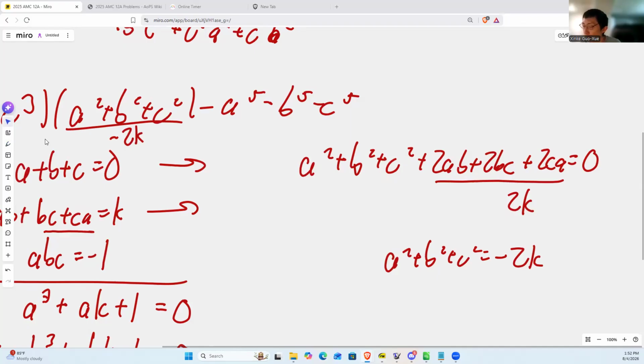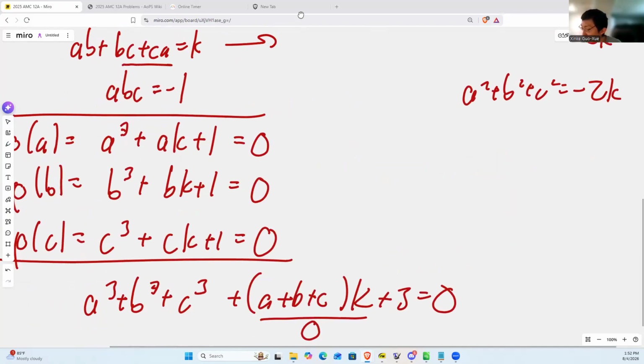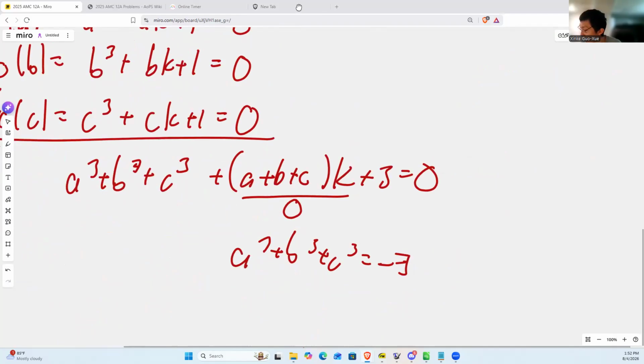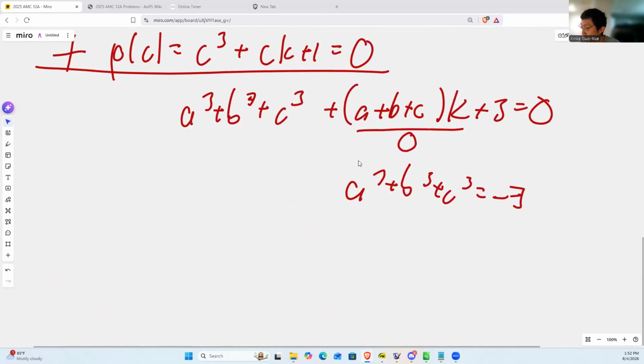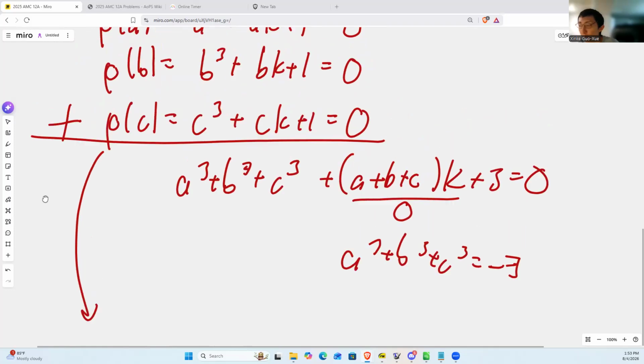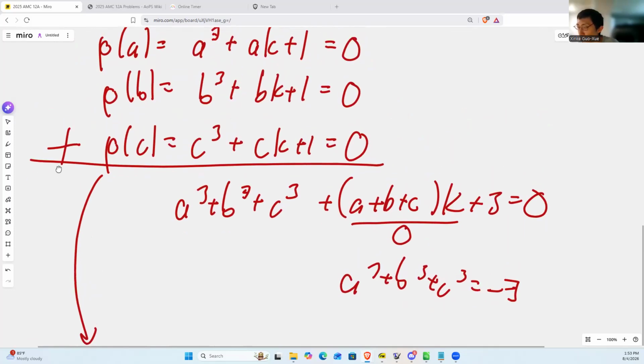Okay, so we have a cubed plus b cubed plus c cubed, it's negative 3. And we have a squared plus b squared plus c squared. How the heck are we going to get a to the 5th plus b to the 5th plus c to the 5th? Well, let's think back to what we did here. We got an a cubed, b cubed, c cubed. Maybe we can do something similar to get an a to the 5th.